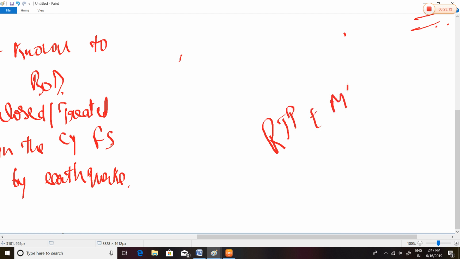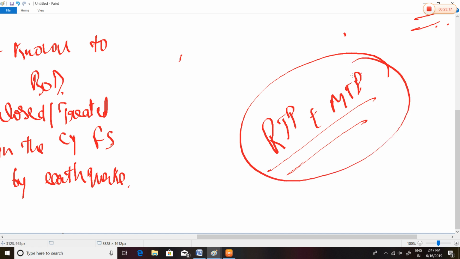RTP plus MTP, you have to solve on your own. I have not included these two publications and the previous attempts' question papers. You have to solve them by yourself so that you can assess whether you are clear with the concepts or not.